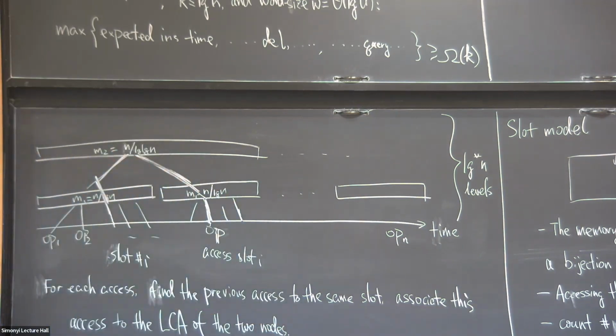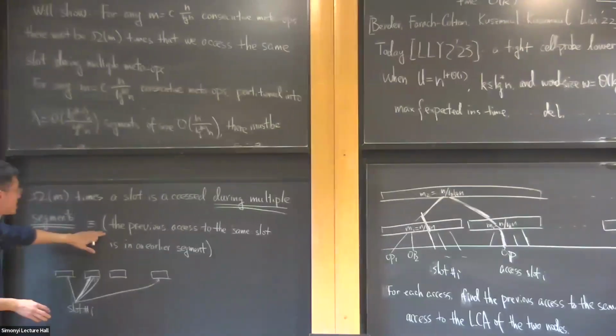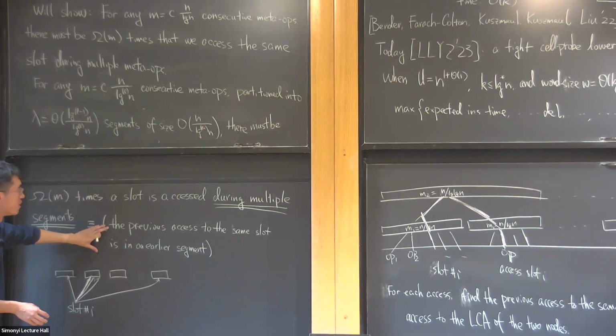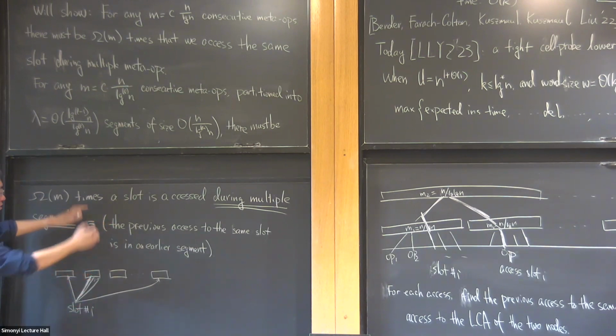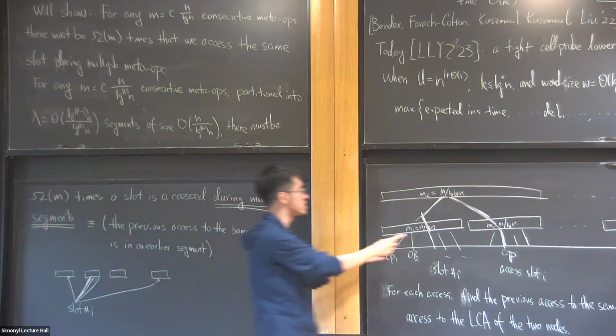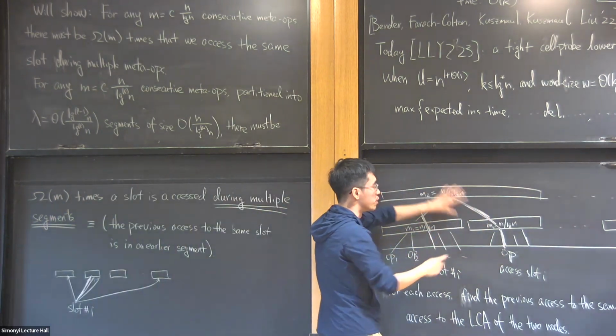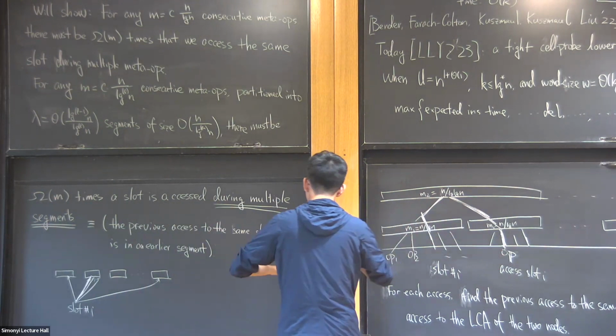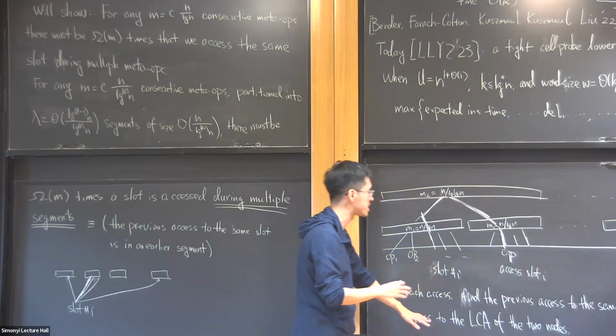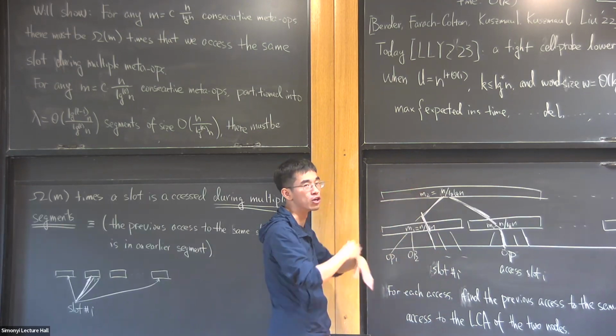Then if I look at the number of slot accesses that are associated to a fixed node in this tree, I claim that number is basically the number I'm lower bounding here, because by this definition we are lower bounding the number of accesses such that the previous access was within this node, but in a previous segment. This is consistent with the fact that the lowest common ancestor of these two accesses is this node. Both of them are within this node, but they are in different segments. So without going into details, the number of accesses associated to each node of size m will be lower bounded by linear in m.